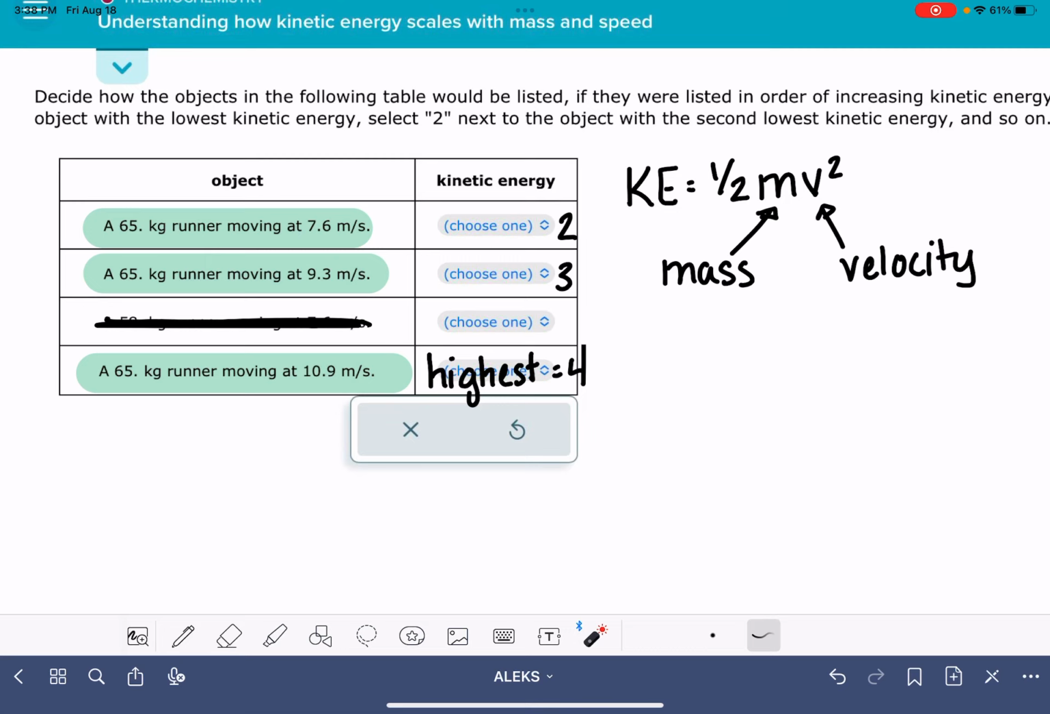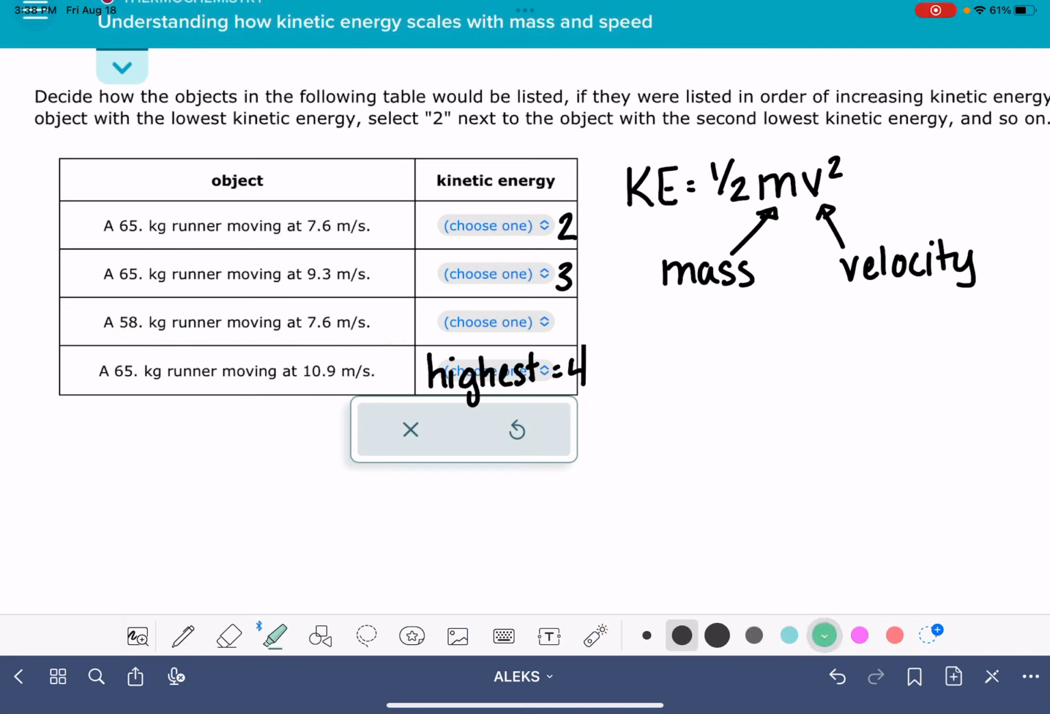And we're just comparing them. We're not actually calculating their kinetic energy. We don't have to do that. So I've got these 3 objects ranked relative to each other. They all have the same mass but different velocities, and so I used their different velocities to rank them. Now I need to bring in this last object and figure out where it fits in this pattern.